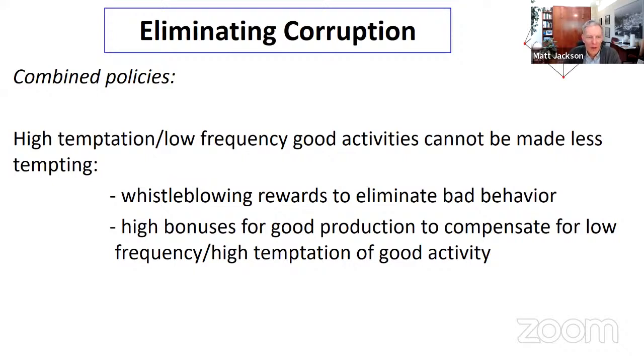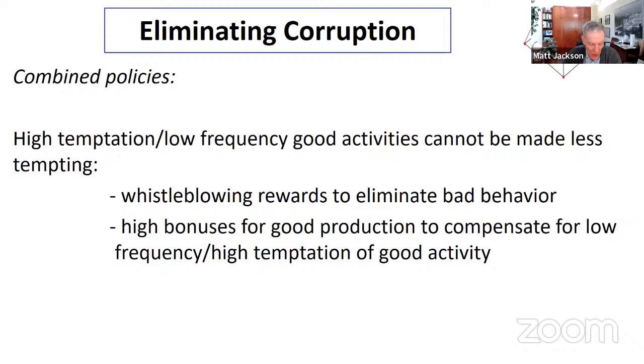So let's think of a situation where you've got high temptation, low frequency good activities that you can't really make less tempting to deviate on. So let's think of, say, a military situation. You want to incentivize your troops. It's infrequent that they're going to be faced with combat. So it's very infrequent that this is going to happen, but when it happens, there's going to be a high temptation for them not to perform. And you can't really affect that much. So that's just a fact of the situation, so you're not able to hit the DG.